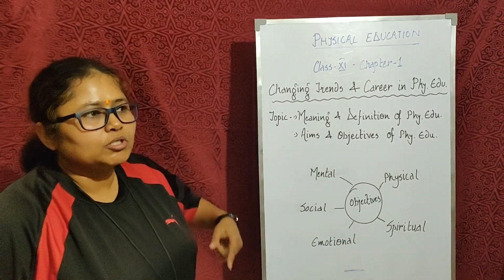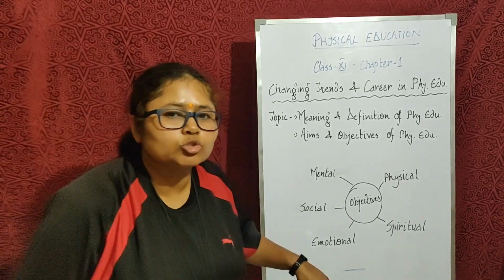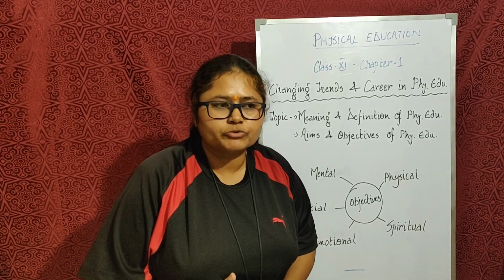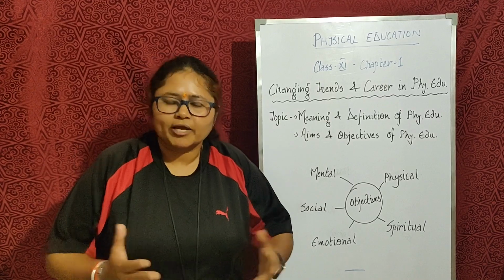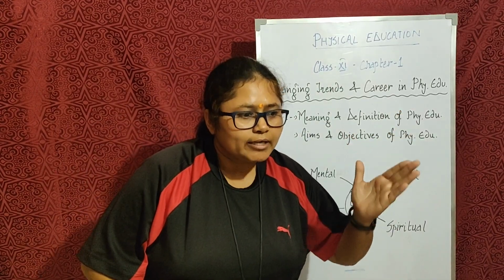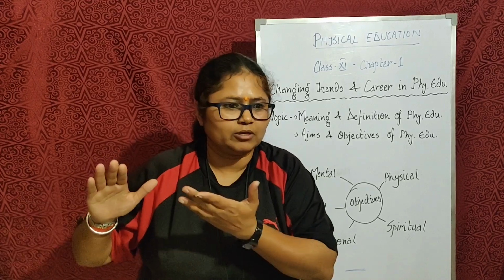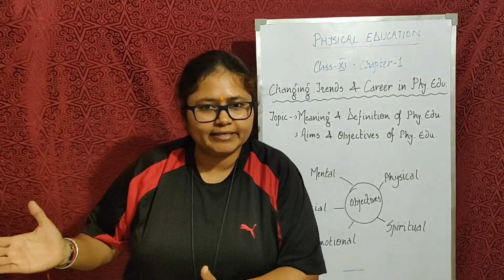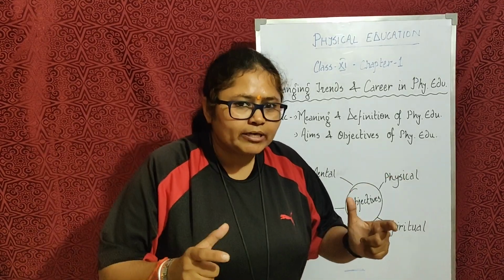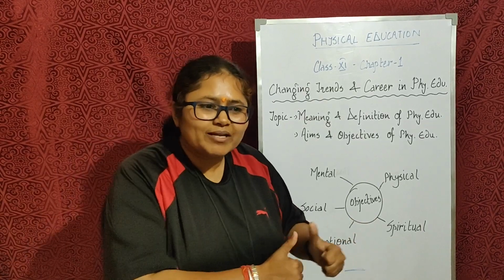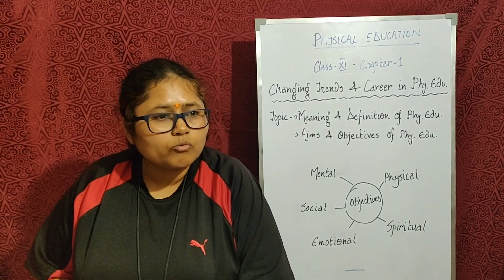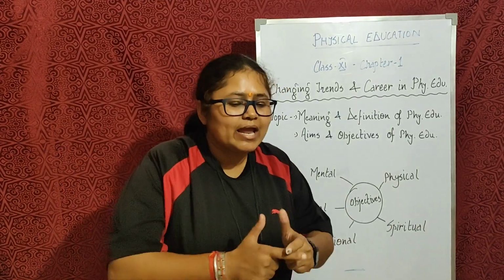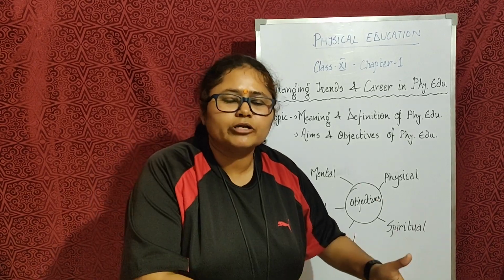Let's move to the third objective, social development. When we talk about the social fitness of an individual, we must have heard that a human being is a social animal. Why is a human being called a social animal? Because everyone has to stay in society and needs to be accepted by each other. How do we react? How do we behave? How we behave with other individuals in society impacts everyone's behavior and attitude in the society.